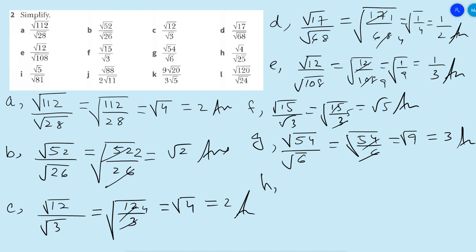Now, come to part H. Root 4 upon root 25. This can be written as 4 upon 25 whole root. 4 and 25 cannot cancel. But the square root of 4, you know, is 2, and the square root of 25 is 5. So 2 upon 5 is the answer.